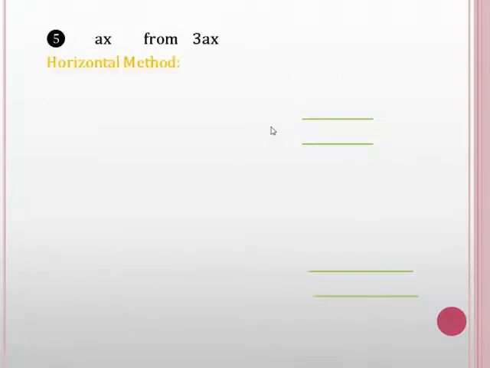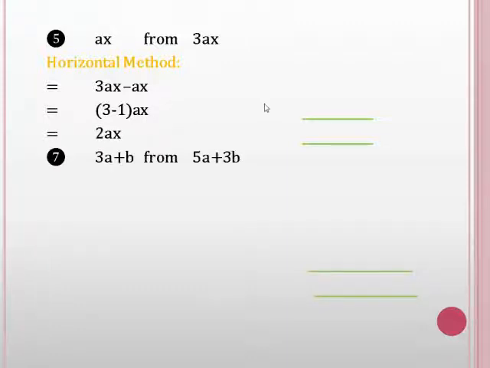Okay, another question from the same exercise: subtract ax from 3ax. Here we have the horizontal method, 3ax minus ax. Okay, students, here we have a variable having one as its coefficient. So here we write 3 minus 1, ax is the same variable in both. So 3 minus 1 is 2ax. In the vertical way, we have 3ax minus ax, so we get 2ax.